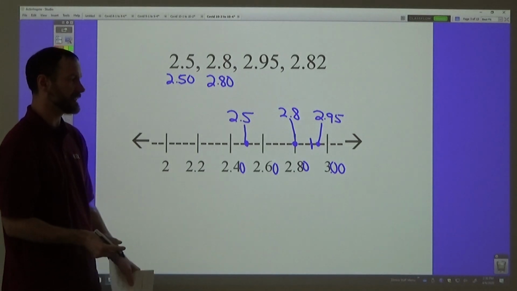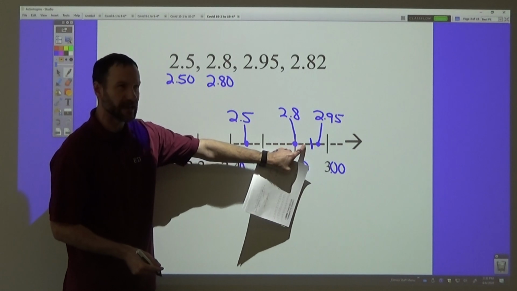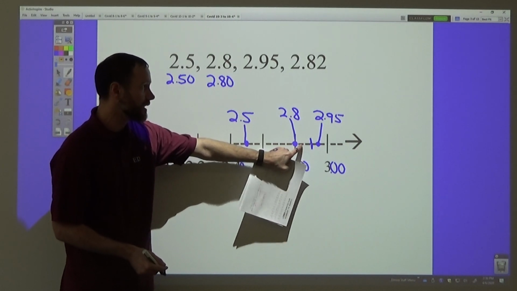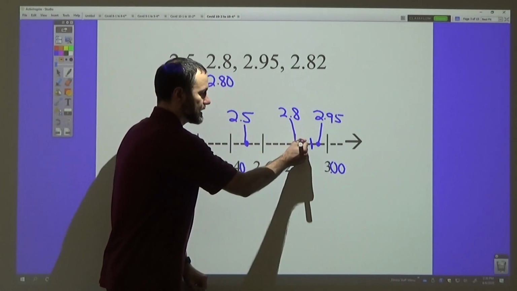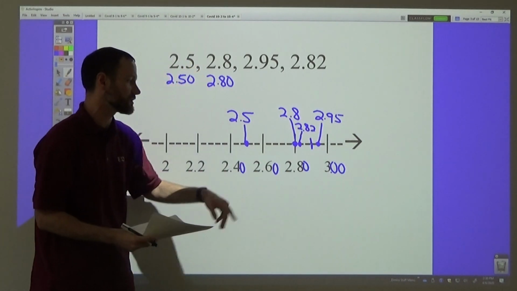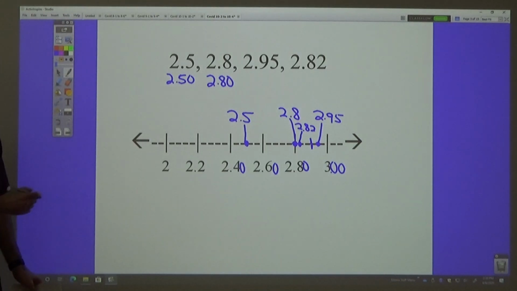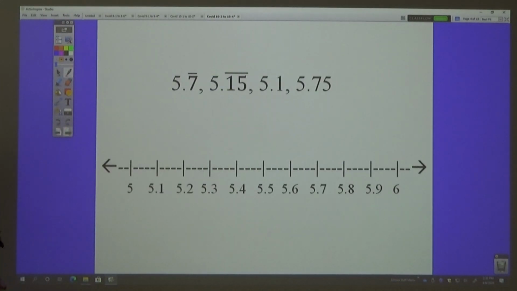$2.82, $2.82. Now this is $2.80, this is $2.90. $2.85 would be right in the middle. So $2.82 is in between those two, right about there, a little bit closer to the $2.80 than the $2.85. All you're doing is placing numbers where they belong on a number line.